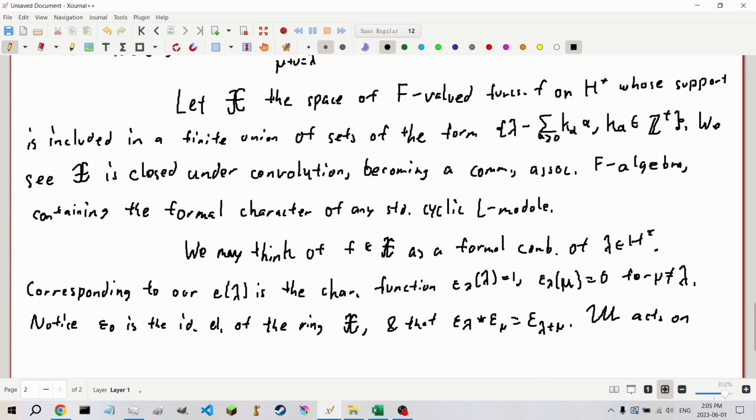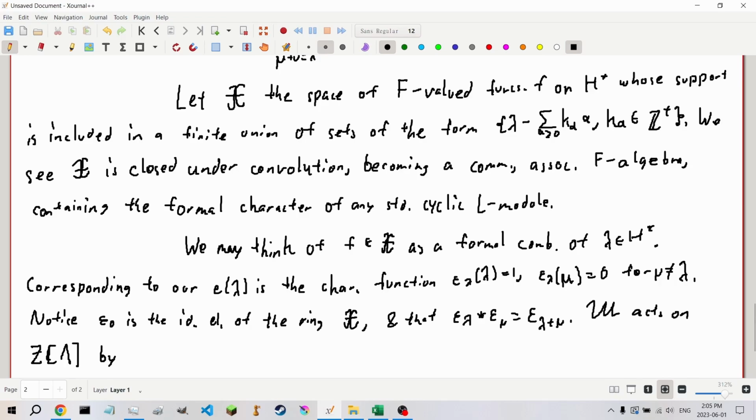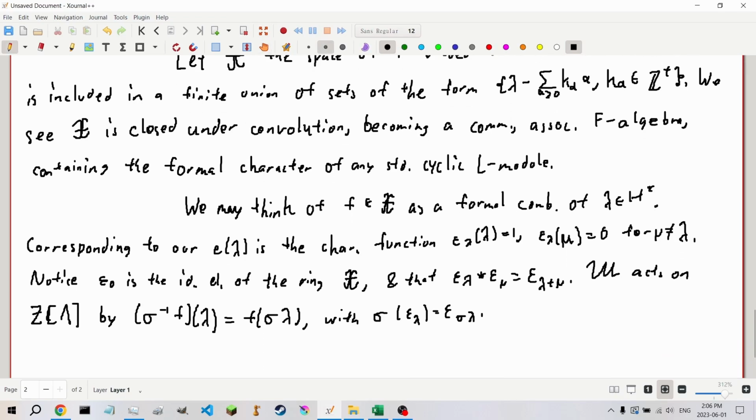And we see that the Weyl group acts on Z lambda. I don't know if this Z was supposed to be the integers. It's weird just how they notated it. But it acts by, we recall that sigma inverse of f. We saw this with sigma and sigma inverse flipped, I think, but it's going to be sigma of lambda, with sigma of eta lambda being just eta of sigma lambda. So we're going to do a little more setup in our fancy X for next video probably.